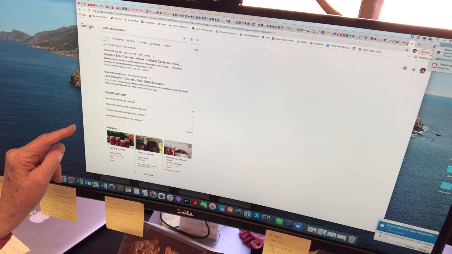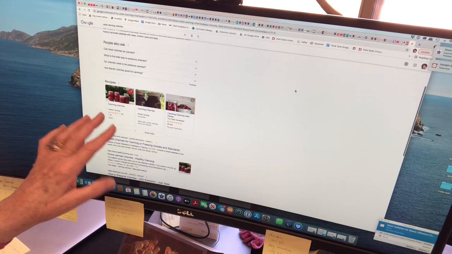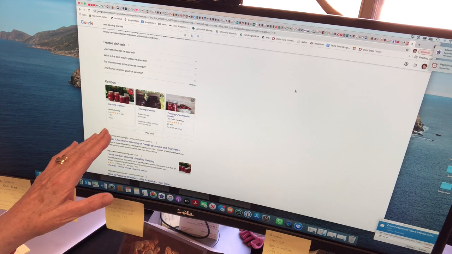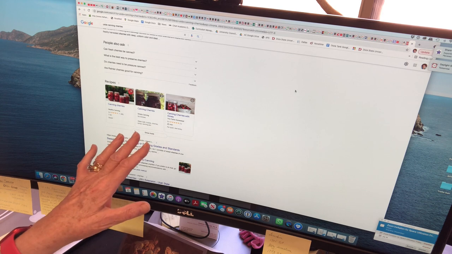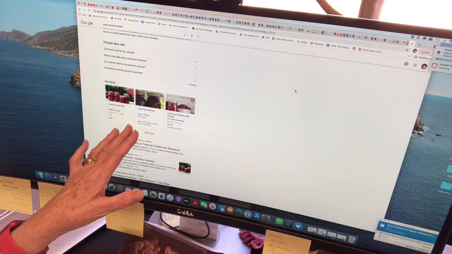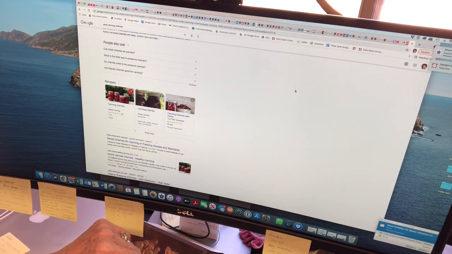Now what you're going to want to avoid is coming down here to the pretty pictures. These might be okay, but they are individual sites, just like my site is, and there's no guarantee that they are going to follow the USDA.